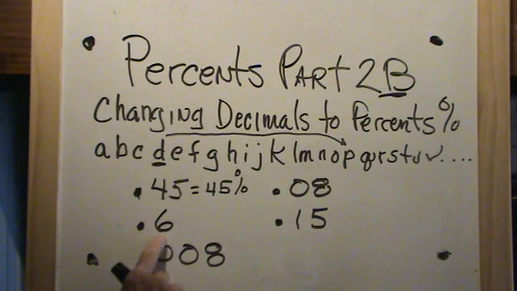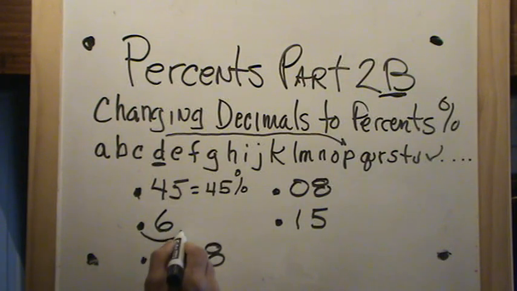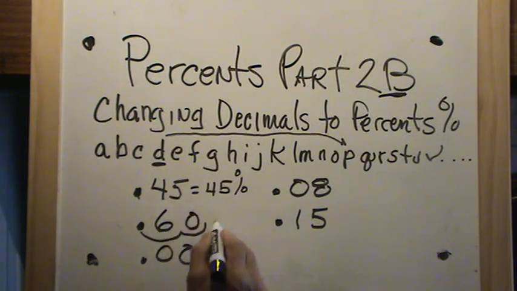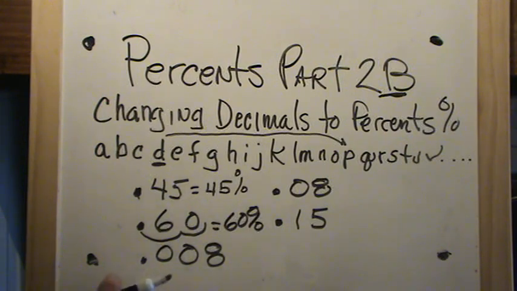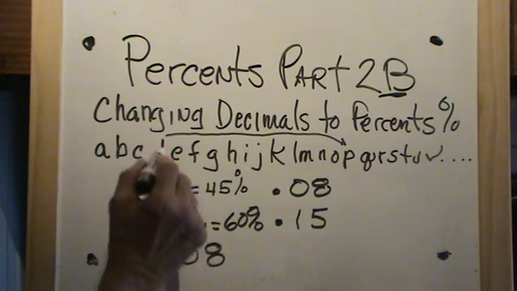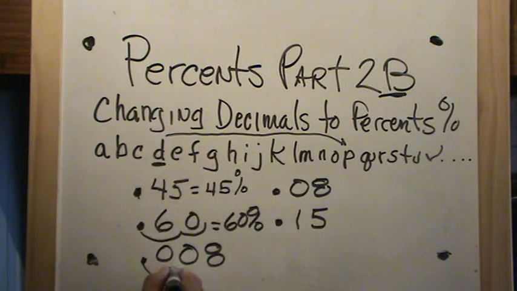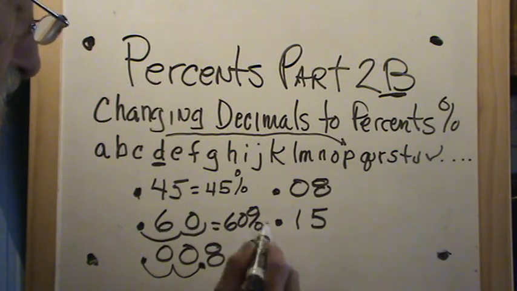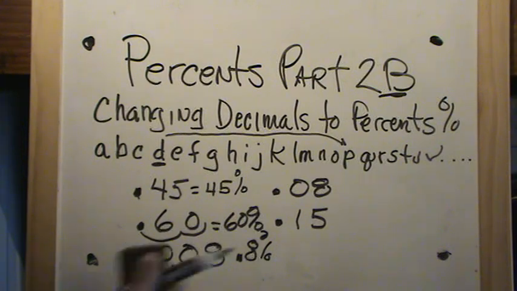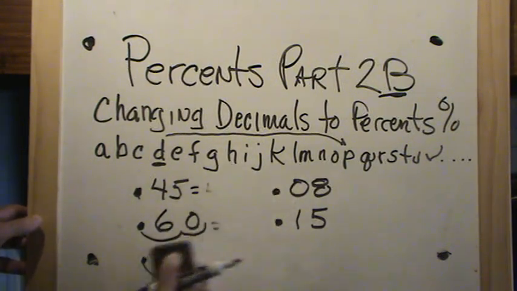Good, let's try this one. 6 tenths. Well, I'll move the decimal place 2 places, 1, 2. There's nothing there, so I have to put a 0. So I get 60%, and I do not put the decimal point there. All right, let's look at this one. 8 thousandths. If I move the decimal place 2 places to the right, because I'm going from decimal to percent, 1, 2, that gives me 8 tenths of a percent.